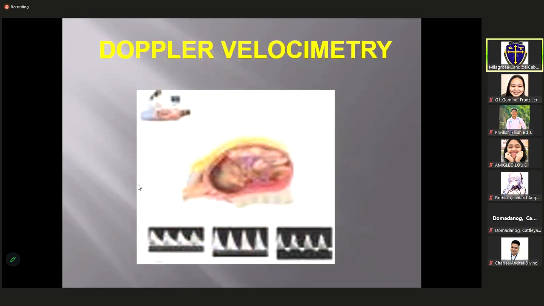Next to that one is your Doppler velocimetry. So this would show the direction and characteristic of blood flow. So this is used to determine maternal, utero-placental, and fetal circulation. So, for example, why does the baby have respiratory distress? So, she will have a Doppler velocimetry. It turns out there is vasoconstriction or the baby has a twisted cord, things like that. The insufficiencies can be seen through Doppler velocimetry.